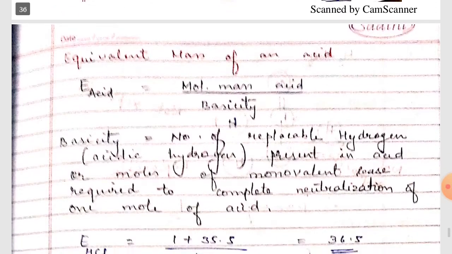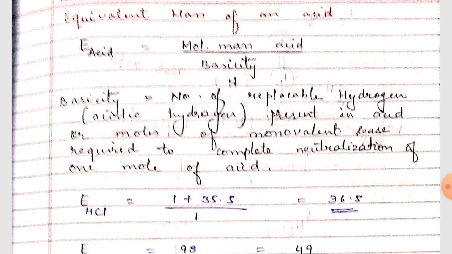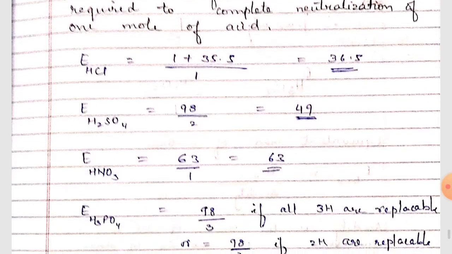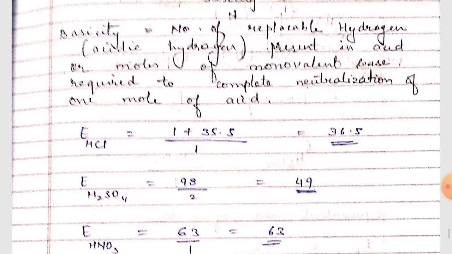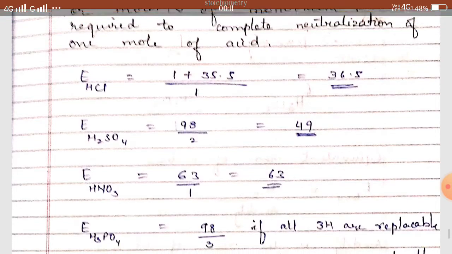Now how to find the equivalent mass of an acid? To find the equivalent mass of an acid, it is molecular mass of acid divided by basicity. And what is basicity? The number of replaceable hydrogen present in acid, or it is the moles of monovalent base required to completely neutralize 1 mole of acid. For example, in HCl, how many H plus can be lost? 1. So what is the basicity? 1. So atomic mass of H is 1 and that of Cl is 35.5. So 36.5 divided by 1, which is 36.5.